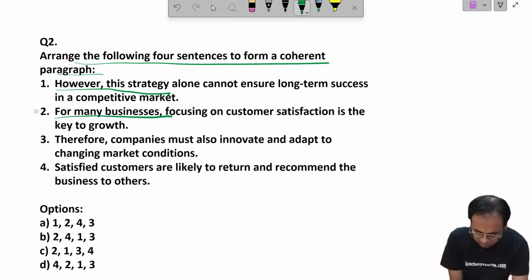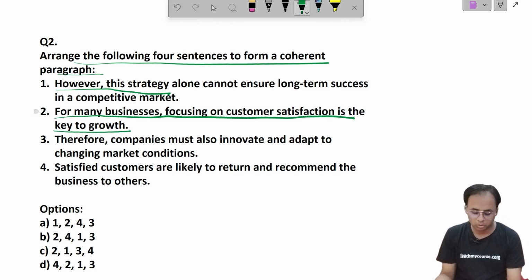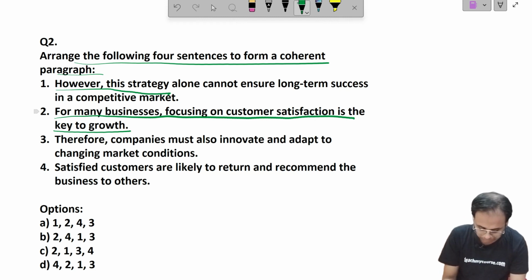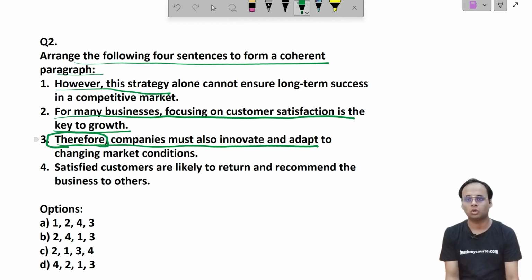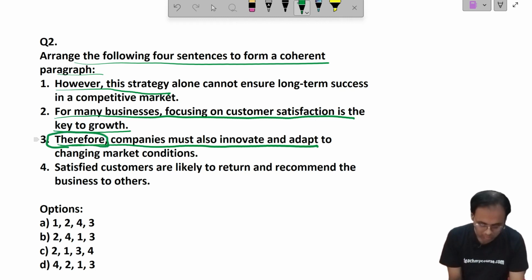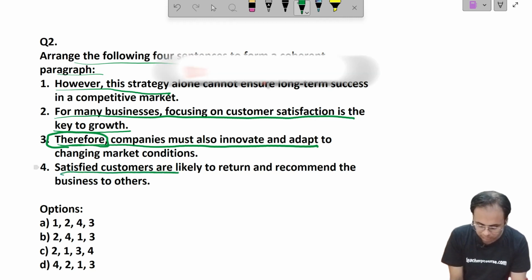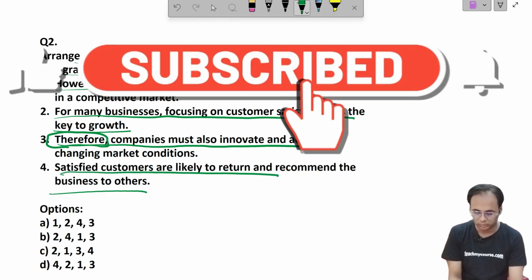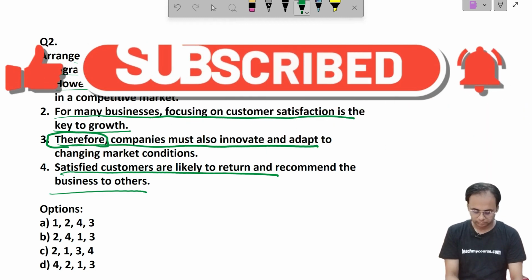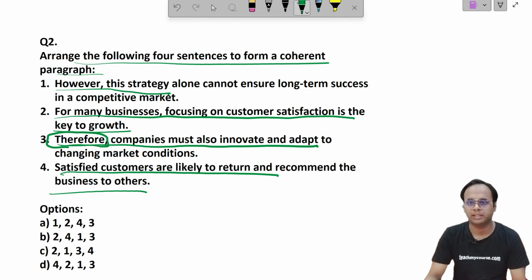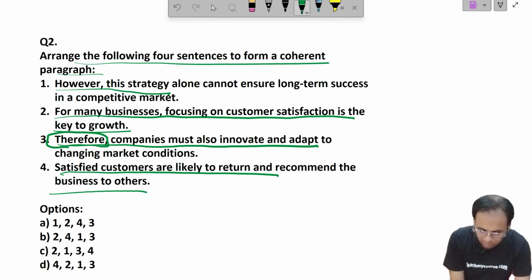For many businesses, focusing on customer satisfaction is the key to growth. I don't know, it can be or it cannot be the first sentence. Then comes 'therefore companies must also innovate.' Therefore cannot be the first sentence because it is concluding something. Next sentence: satisfied customers are likely to return and recommend the business to others. It can be or cannot be the first sentence. But looking at all these four sentences, I think the second one makes more sense.